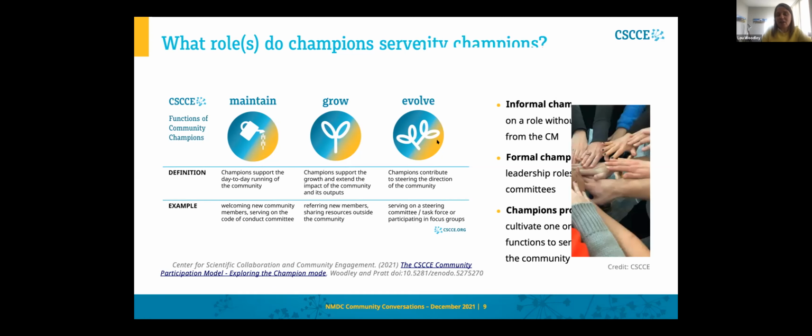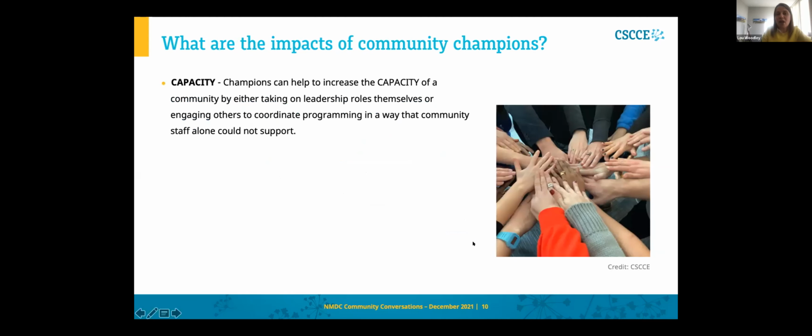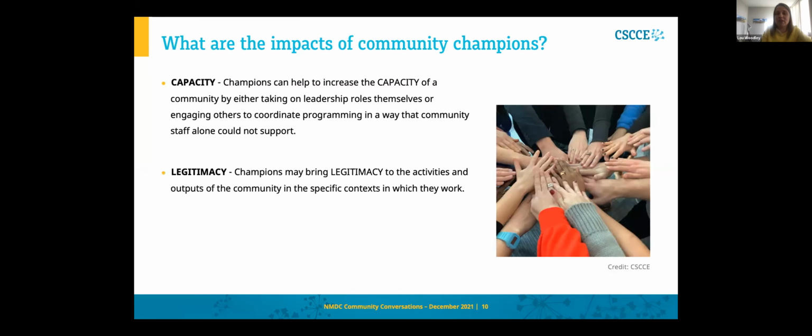And so in this second guidebook that I'm referring to, that's referenced here and in the virtual notes, you can see that community champions really bring three impacts to a community. So they add capacity. So they stop the community manager from trying to do all the things and be in all places at once, because champions are able to run the working groups or go out into their home institutions and help to advance the mission of the community.